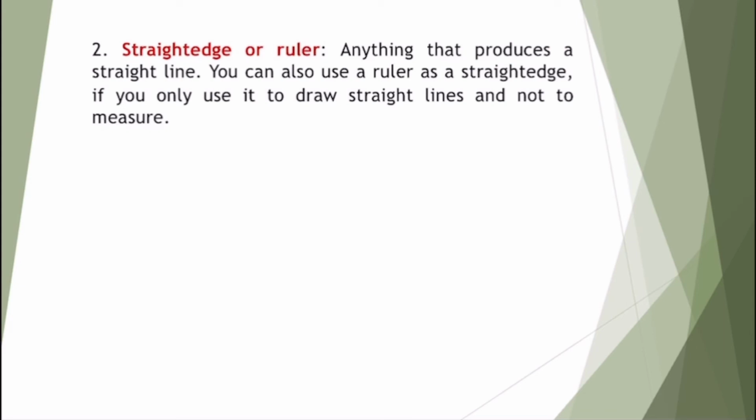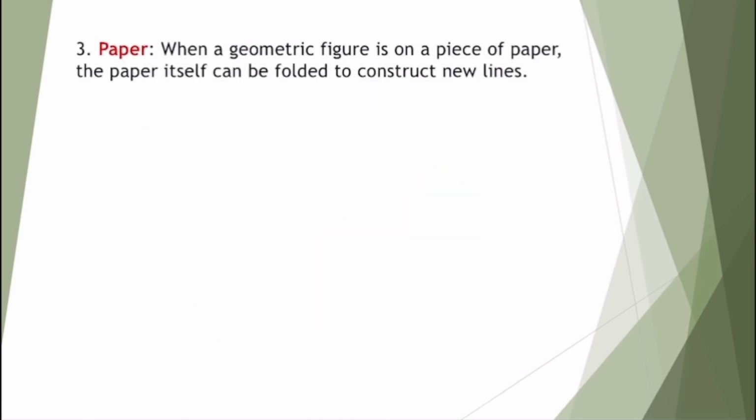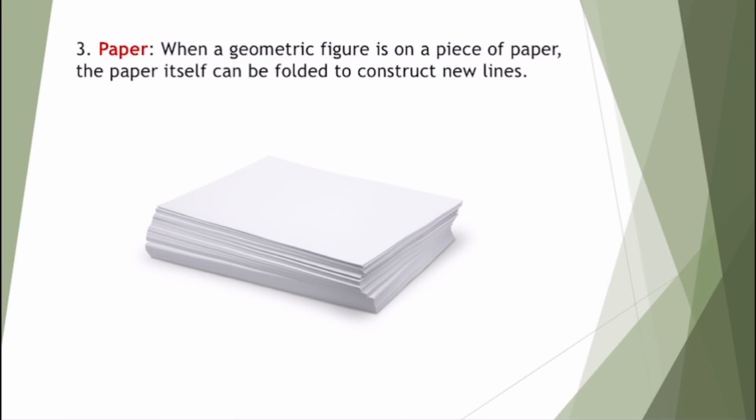A straight edge is anything that produces a straight line. You can also use a ruler as a straight edge if you only use it to draw straight lines and not to measure. And last, we have the paper. When a geometric figure is on a piece of paper, the paper itself can be folded to construct new lines.